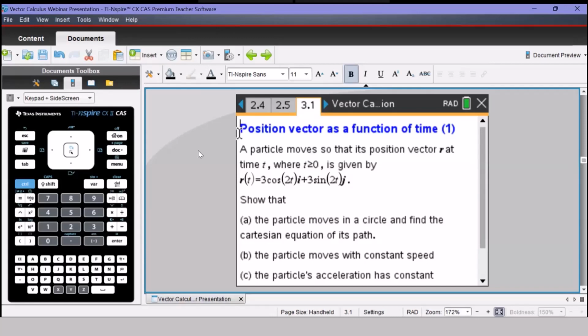So we have a particle moving so that its position vector r at time t, where t is greater than or equal to 0, is given by r of t is 3 cos 2t i plus 3 sin 2t j.